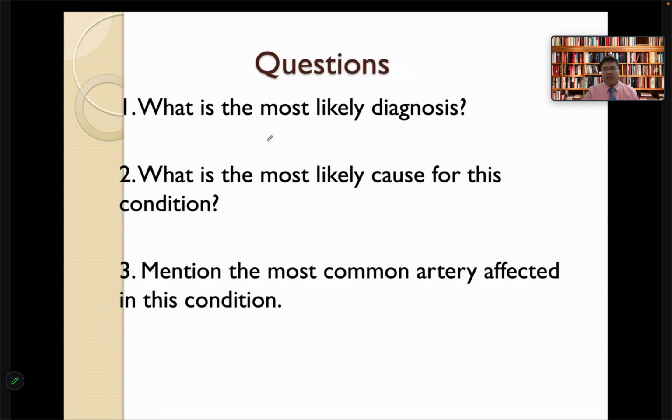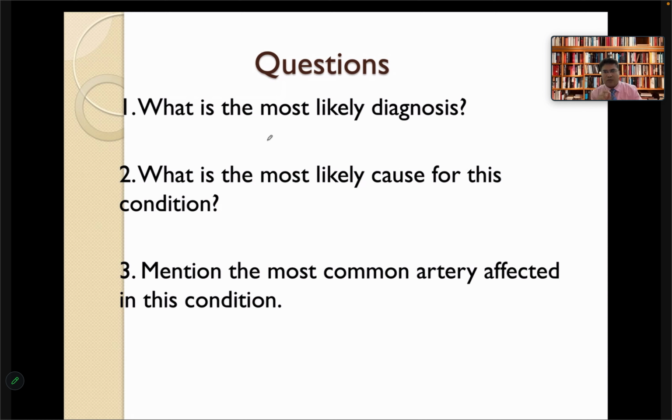So what is the most likely diagnosis in this case? It is red infarct or hemorrhagic infarct. So either you write red infarct or hemorrhagic infarct. And what is the most likely cause for this condition? So here you should mention embolism, right? Don't write atrial fibrillation. Atrial fibrillation is already given there in the history. But atrial fibrillation will lead to formation of thrombus, and this thrombus will become embolus, and this embolus will cause obstruction of the cerebral blood vessel, right? So you should write embolism.